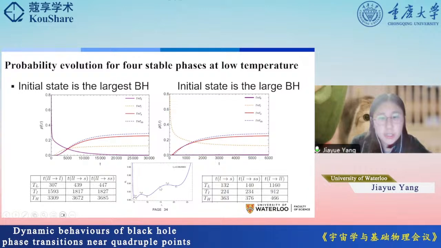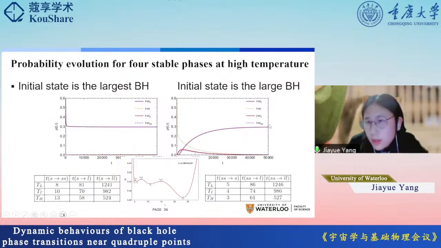But for the initial large black hole, the orange one, as we can see, finally the purple one, the largest black hole, dominates, and the probabilities for the other three phases are very small.